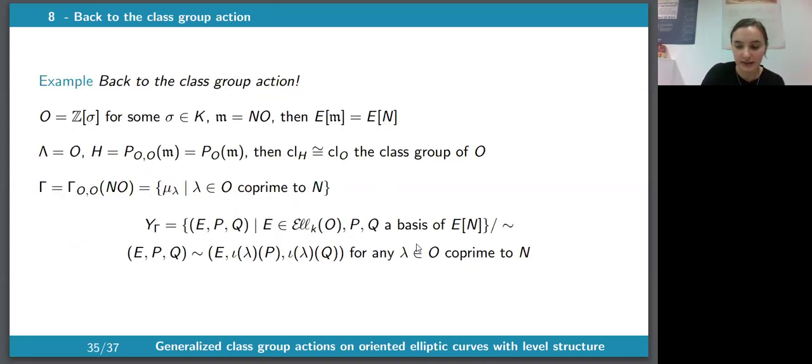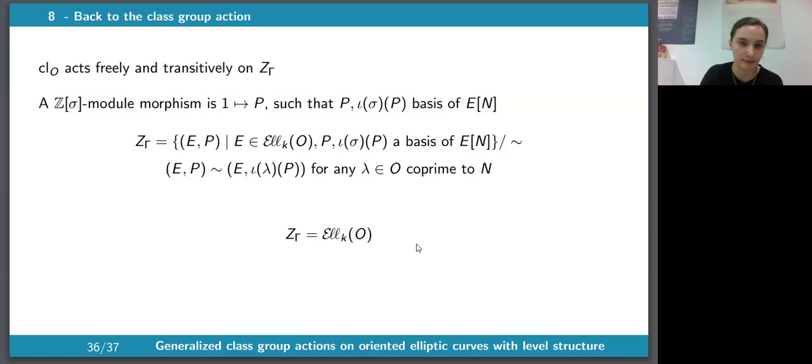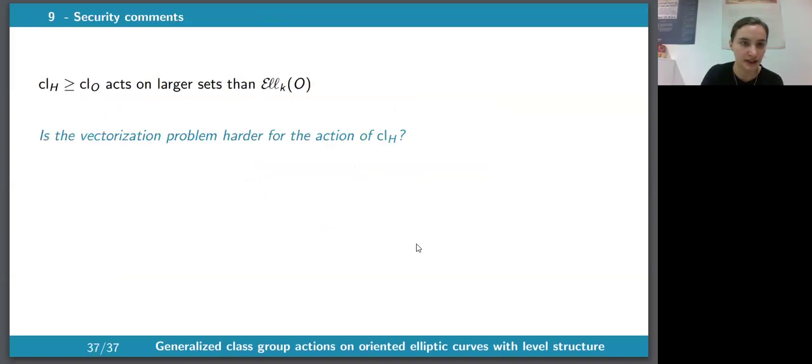All right, let me skip this example and get to the concluding remarks about security. So we have seen that generalized class groups act on generally larger sets than Ell of O, being larger than the standard class group of the order O. And so one may wonder whether the vectorization problem becomes harder for the action of the generalized class group.